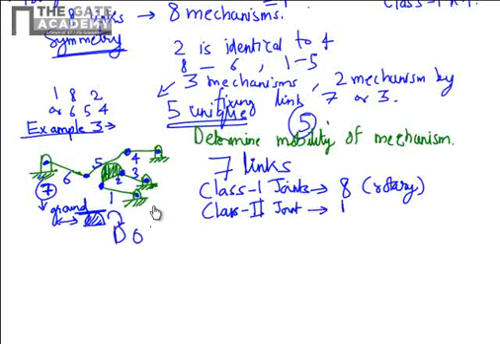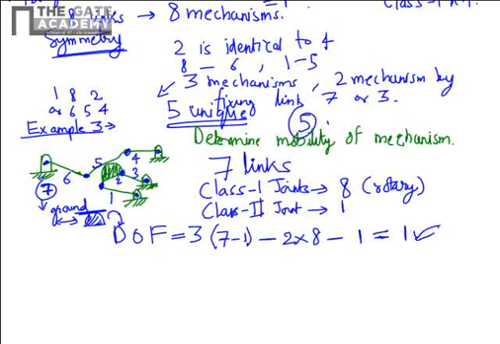Now we will substitute these values in the degree of freedom formula, the Grubler criterion. So that is, for a planar mechanism, 3 times the number of links minus 1, that is 7 minus 1, minus 2 times the number of class 1 joints, that is 8 here, minus 1 times the number of class 2 joints, that is 1 here. So if you calculate this, you will get 1. So the mobility of this mechanism, that means the degree of freedom, is 1.